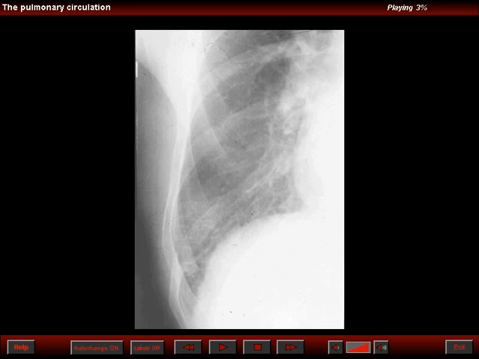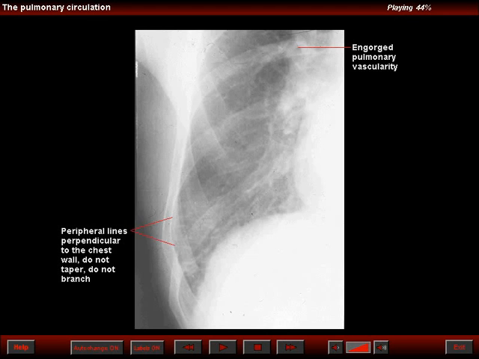This is a close-up of the right base of a patient who had interstitial pulmonary edema. Note that we see lines that run perpendicular to the chest wall. They do not taper as they reach the edge of the lung. They do not branch, and therefore they do not represent vascular markings of the lung. There is some degree of vascular engorgement, which usually accompanies interstitial pulmonary edema.